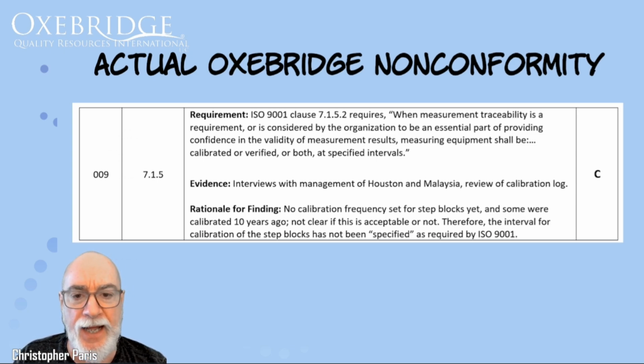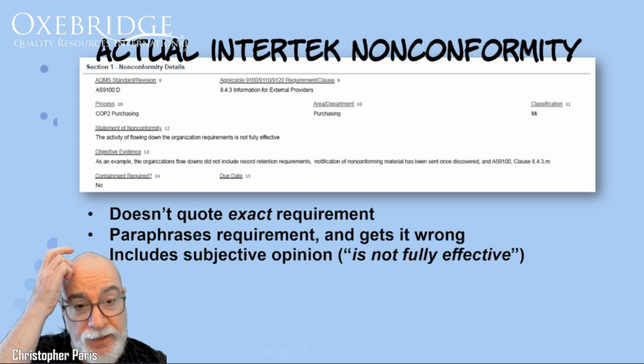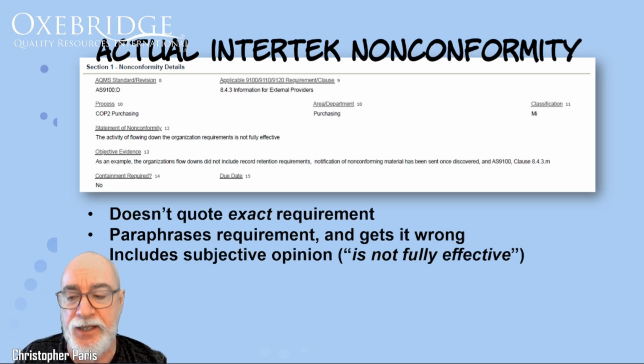Let's look now at a nonconformity that was written up by Intertech. I know the screen is small, you probably can't read it, all right? What it's saying here is that the statement of nonconformity was that the activity of flowing down the organization requirements is not fully effective, okay? Their evidence then was, as an example, the organization's flow downs did not include record retention requirements, notification of nonconforming material has been sent once discovered, and AS 9100 clause 8.4.3m.